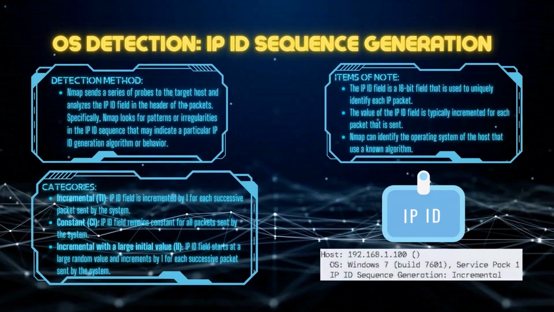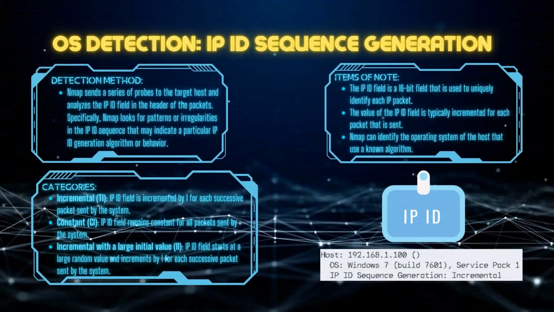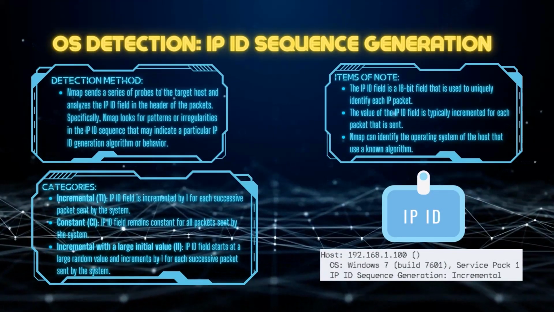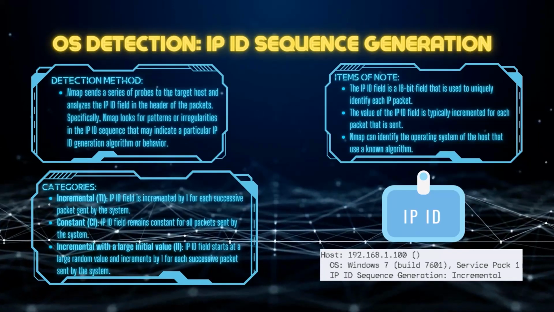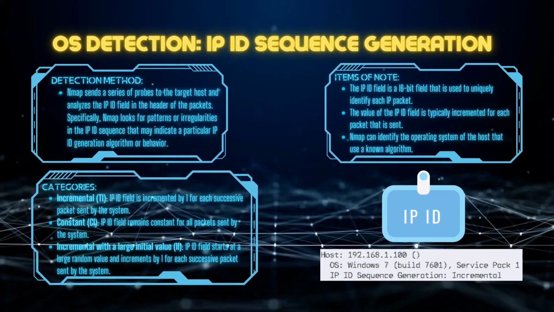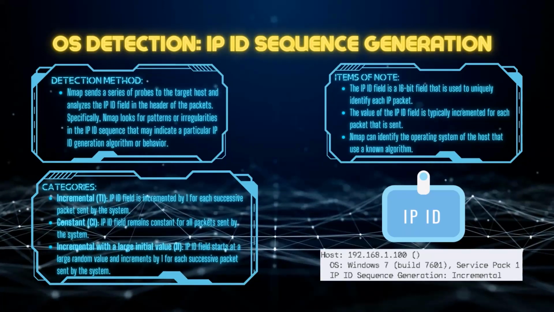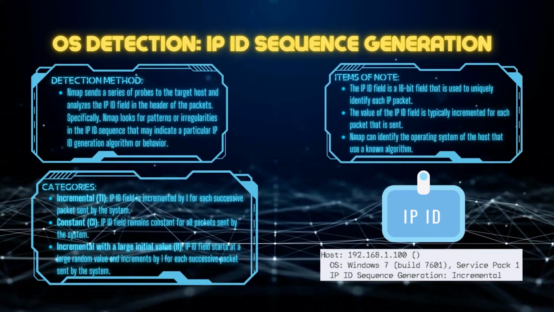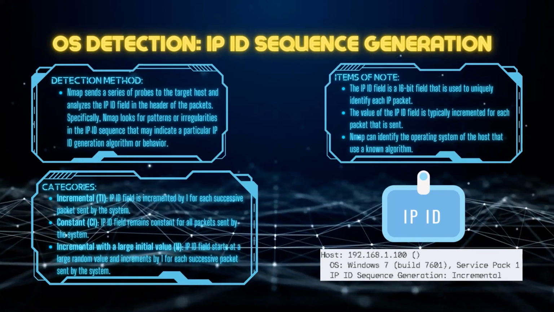IP ID sequence generation describes the algorithm used by the target host to generate the IP ID field. Nmap classifies the IP ID generation algorithm into 3 categories: incremental, or TI, where the IP ID field is incremented by 1 for each successive packet sent by the system. This algorithm is vulnerable to idle scan attacks and can be abused for other malicious purposes.